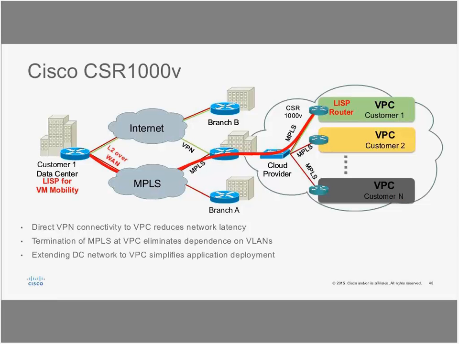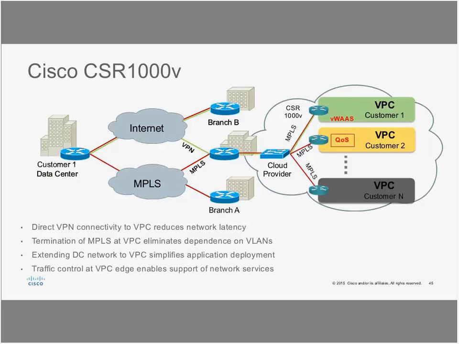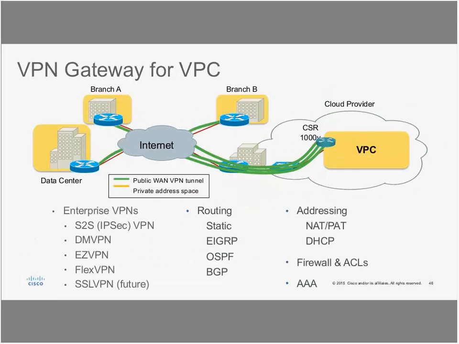It can also do a layer 2 over the LAN to provide you the extension of the data center across the VPCs. And it also gives you the traffic control for QoS and access in the cloud solution itself. It acts as a VPN gateway for your CSR 1000V across the circuit, across your public and private address space.